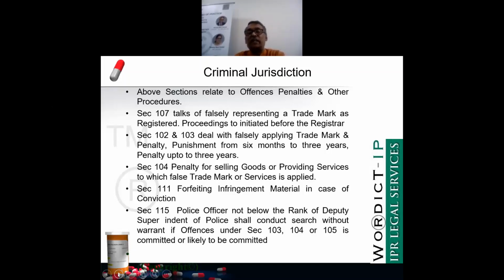Section 111, forfeiting infringing material in case of conviction, under the provisions of CRPC, this can be done. But you can also seek a release of this material from the same court. Then section 115, police officer not below the rank, I told you, of a deputy superintendent of police can conduct a search without a warrant. So there are certain problems which have to be sorted out. Let me tell you, the IPR Act still needs some amendment here and there, to fine tune it. Next slide.